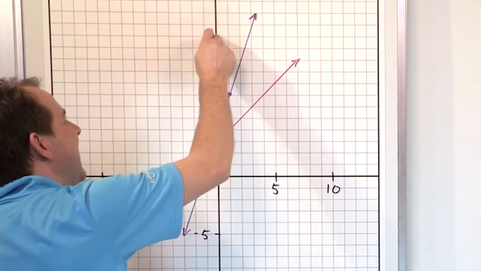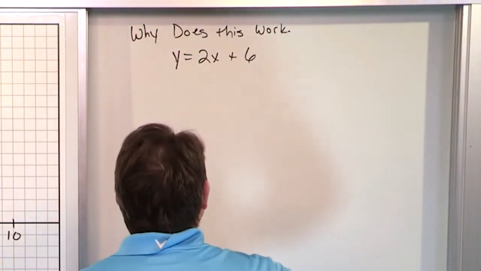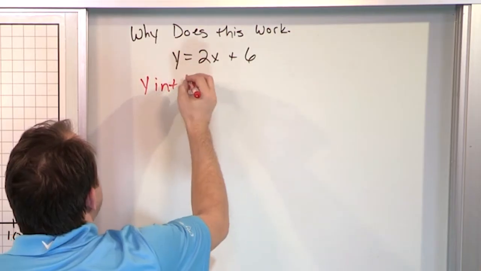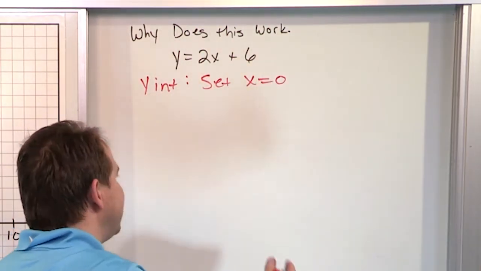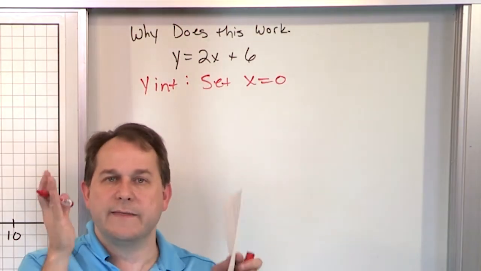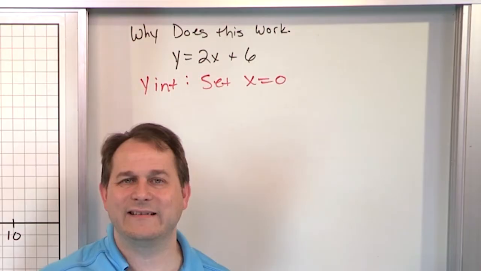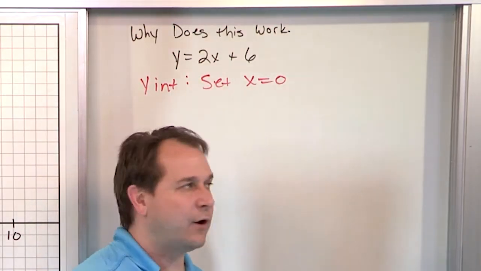If you're crossing the line, x is 0. So if I take this guy and I substitute, if I want to find the y-intercept, I'm going to set x equal to 0, because if I set x equal to 0, then I'm guaranteed to find the point that the line crosses the y-axis, because I've set the value of x equal to 0, which we know is where we cross the y-axis always.